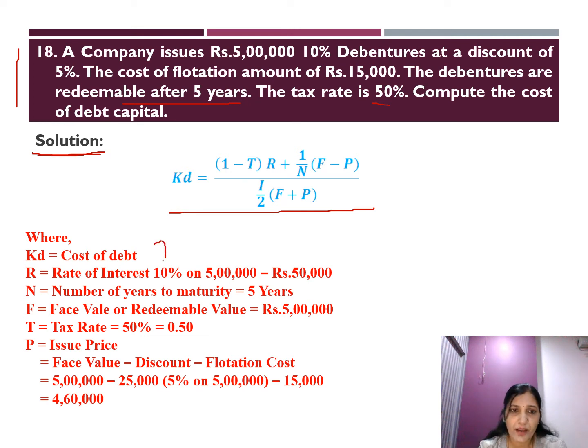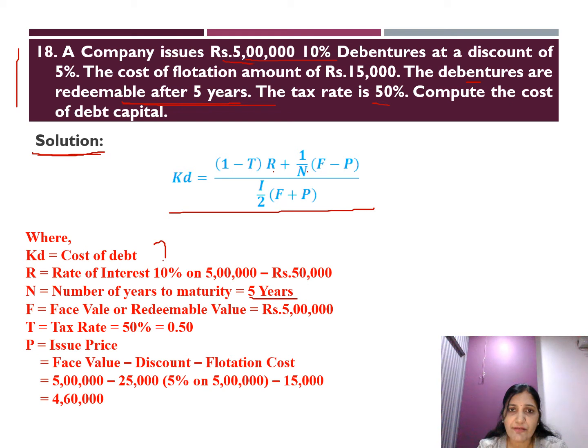Now R, the rate of interest. It is 10% on 5 lakhs. Let us see here: 5 lakhs, 10% debentures, so it is 10% on 5 lakhs. How much is it? It is 50,000. Then N. N is what? Number of years to maturity. It is given very clearly: the debentures are redeemable after 5 years. So this 5 years I have taken over here. Clear? Next, face value or redeemable value. So what is that face value?